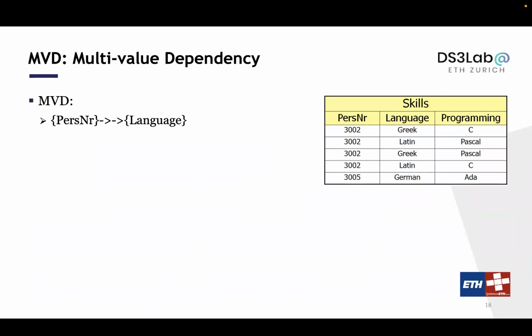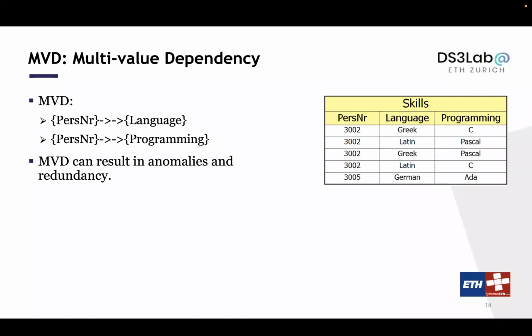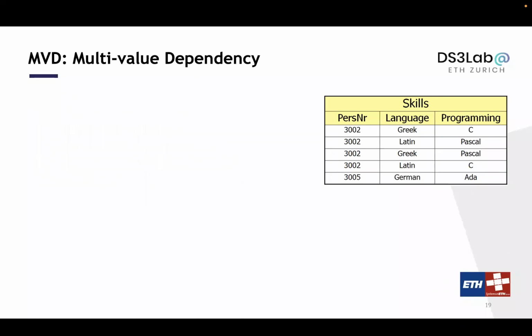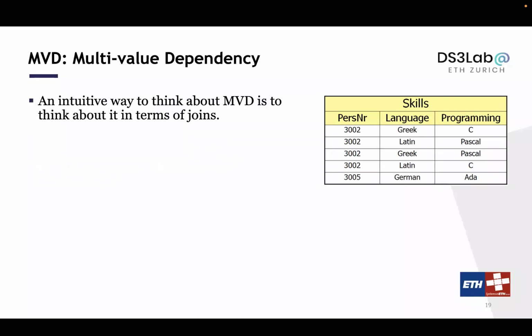And for this example, it's very easy to see there's a multivalued dependency from personnel number to language. There's a multivalued dependency from personnel number to programming. So again, it's pretty easy to see that multivalued dependency can result in anomalies and redundancy. That is why we need to think about how to get rid of them.